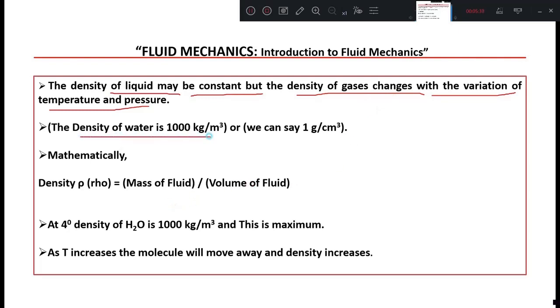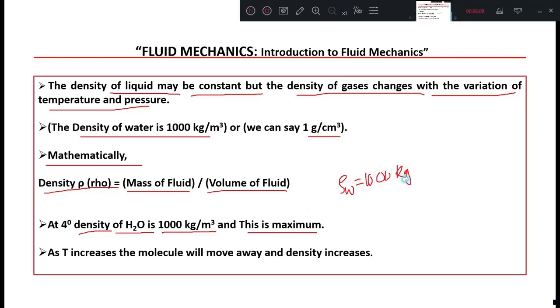So the density of water is 1000 kg per meter cube, or we can say 1 gram per centimeter cube, or 1 gram per cc. Mathematically, we can write the density as mass of fluid divided by volume of fluid. At 4 degrees Celsius, the water density is 1000 kg per meter cube, and this is the maximum. So always remember, the density of water will be 1000 kg per meter cube.